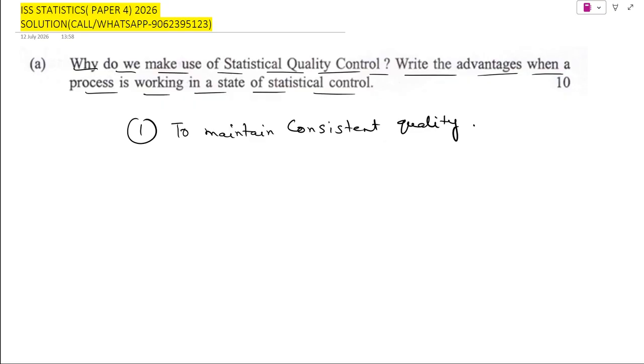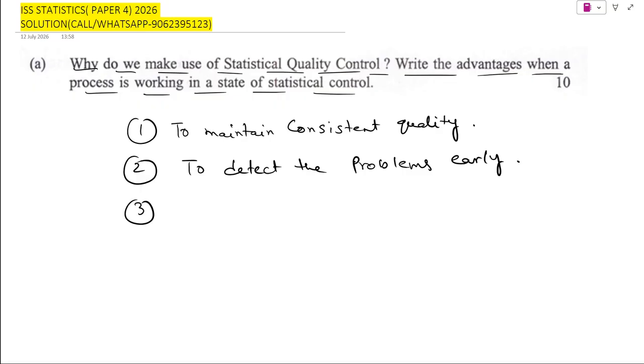Look, SQC helps ensure that products produced today and tomorrow have the same quality standards. And consistency is extremely important in industries like medicine and automobile manufacturing. Okay. Second point will be to detect the problems early. And using the control charts, SQC identifies the abnormal variations before they become serious problems. And early detection saves both time and money.